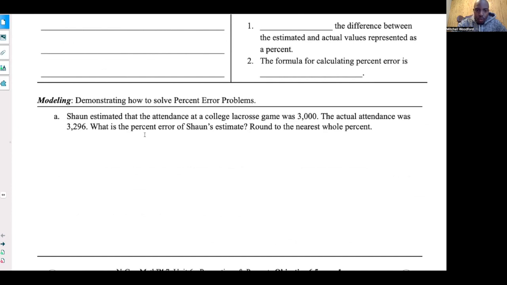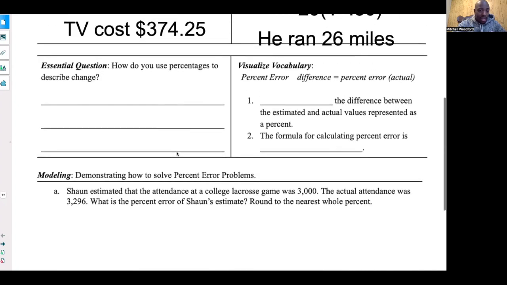Round to the nearest whole percent. So we want to find this percent error. Now, using the formula above, it says the difference is equal to the percent error, which is what we're looking for. So we can say that's kind of like our variable x multiplied by the actual amount. Now, the way I could teach you is say, okay, calculate the difference, set it equal to a variable x multiplied by the actual amount.